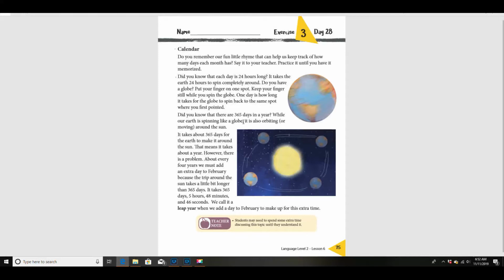However, there is a problem. About every 4 years, we have to add an extra day to February because the trip around the sun takes a little bit longer than 365 days. It takes 365 days, 5 hours, 48 minutes, and 46 seconds. We call it a leap year when we add a day to February for this time. But we only do that every 4 years. That's a lot of stuff to remember, isn't it? Well, let's look at the next page.